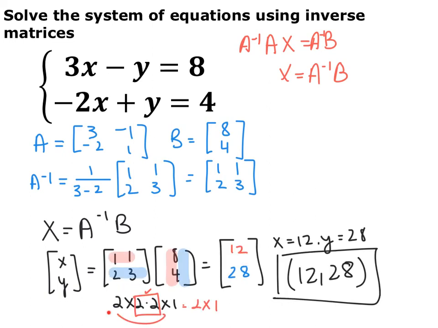So we have a 2 by 2 matrix times a 2 by 1 matrix. Inside dimensions are the same. Our answer is going to be a 2 by 1 matrix, so we end up with 1 times 8, 4 is 12. 2, 3 times 8, 4 is 28. So x is 12 and y is 28. So our solution to our system is 12, 28.